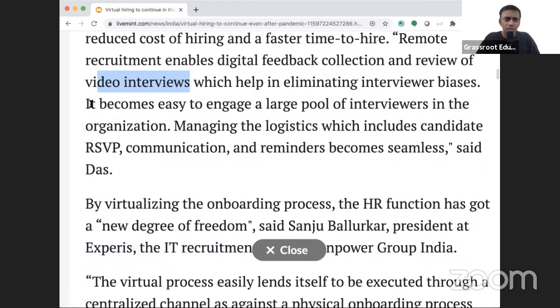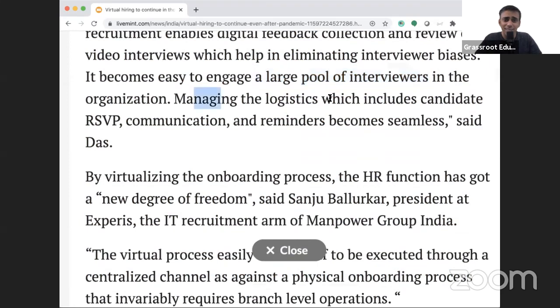Now it becomes easy to engage a large pool of interviewers. So multiple people can sit in on a Zoom call. There can be 4 or 5 people, right? And I'm sure a lot of you here are connecting from different places, and on a Zoom call, all of us can connect together, right? Now, managing the logistics, which include candidate RSVP, communication, and reminders, becomes seamless.